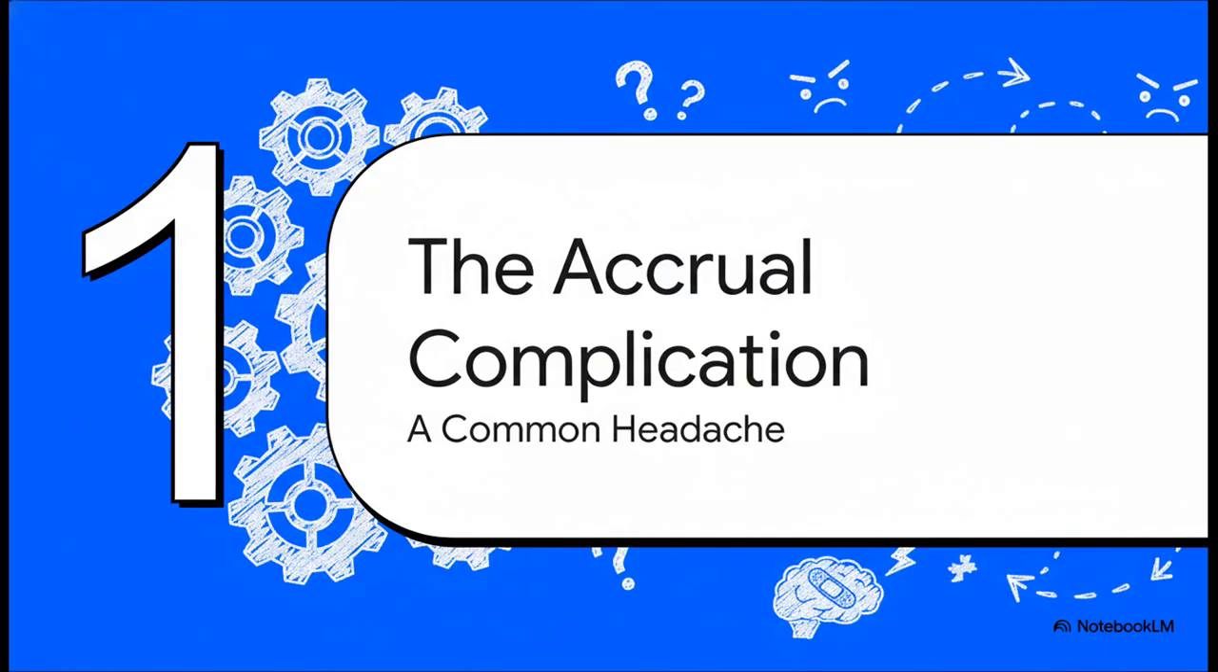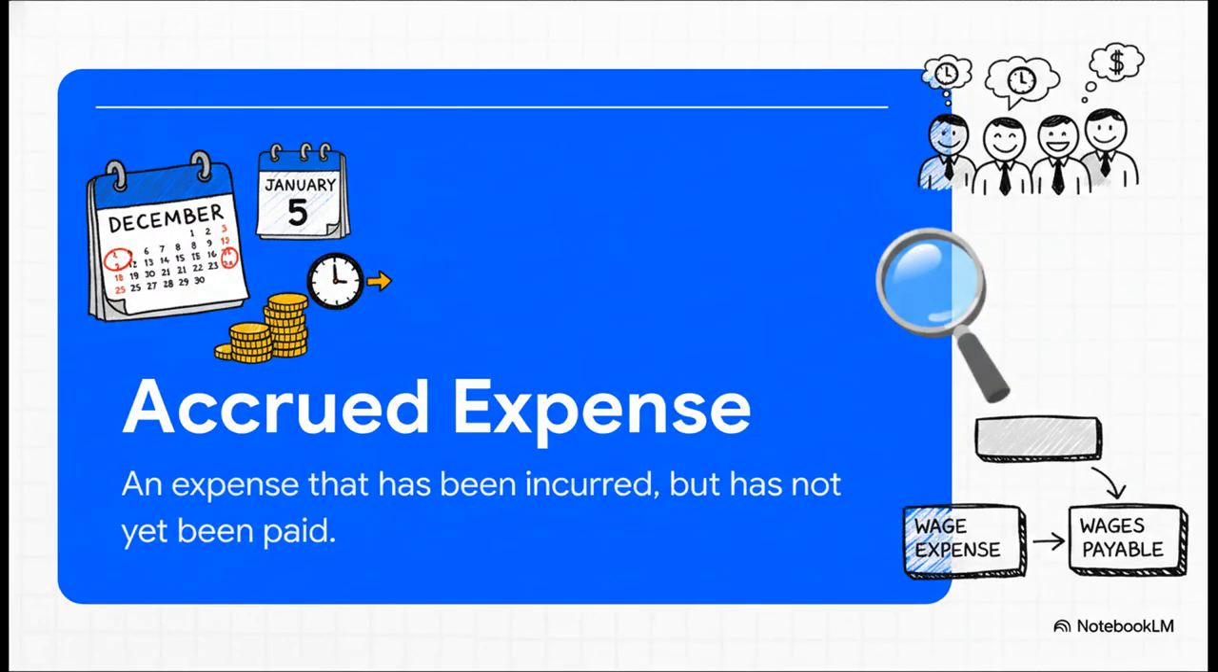So, what is this complication we're trying to get ahead of? Well, it all comes from one of the most important ideas in accrual accounting. It's a concept that makes sure our financial statements are accurate, but it also creates this small but really persistent headache for the bookkeepers who have to deal with the fallout in the next month. And here it is. This is the source of the whole problem we're trying to solve: the accrued expense.